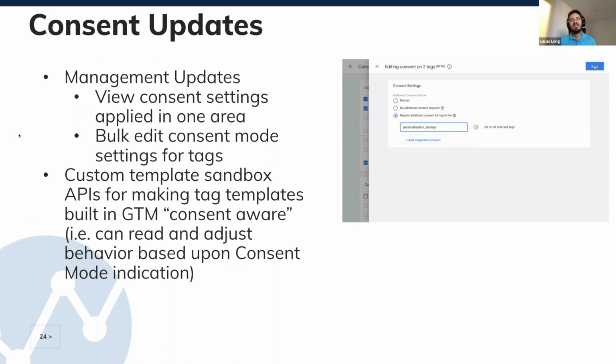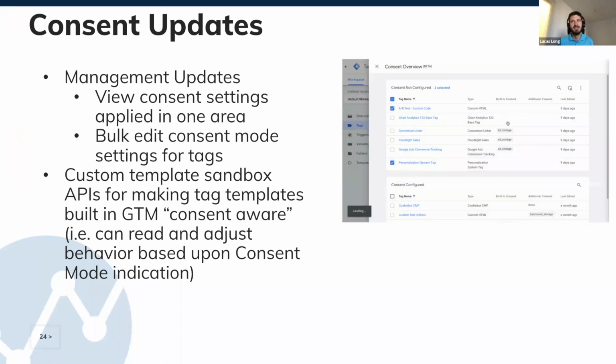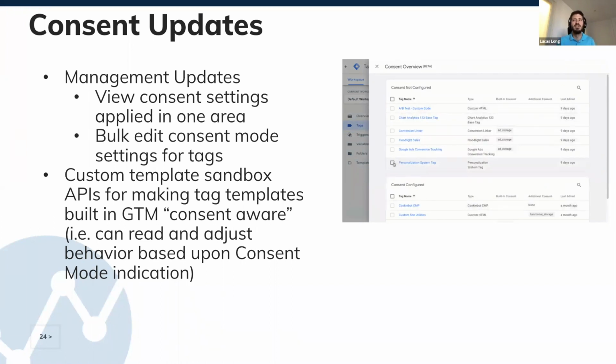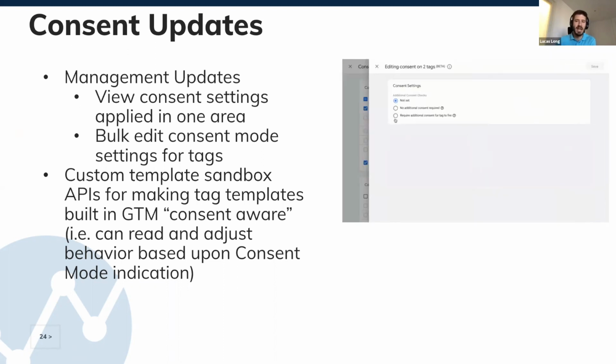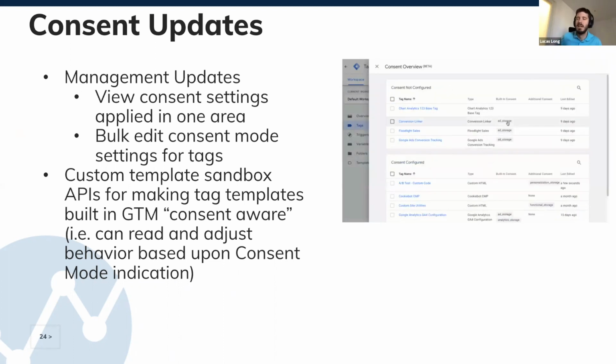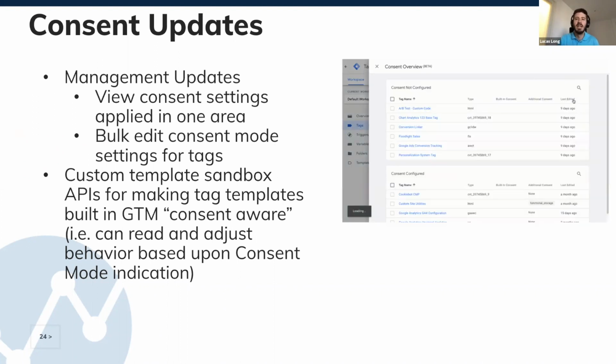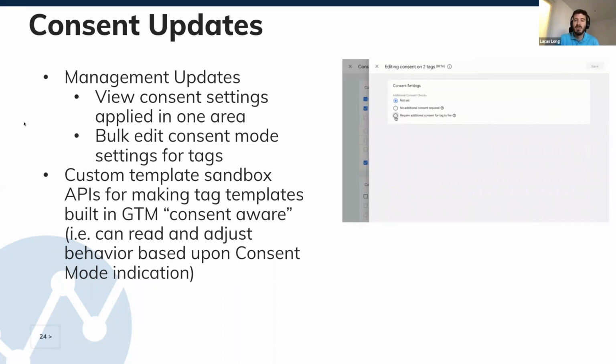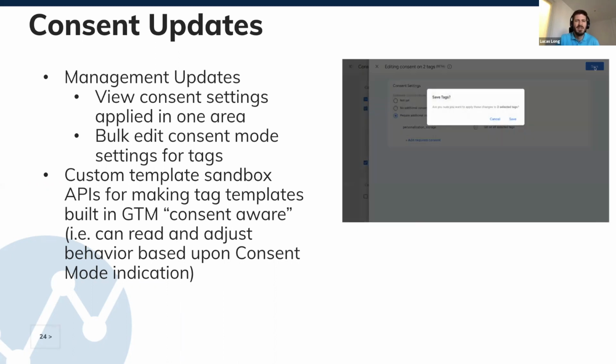The other management update, as I've mentioned a couple of times, is custom template sandbox APIs for making tag templates built in GTM consent aware, or having the ability to read and adjust behavior based upon the consent mode indication. So more tags, not just the Google tags, will be able to automatically modify their behavior of setting cookies and providing indications for not processing certain types of data and ways in which it's processing, built into the native functionality. That is going to even further simplify things and really drive a lot more first-party data collection in that anonymous, privacy-safe way to accomplish a lot of our measurement use cases while not having to worry about the advertising effects of that.